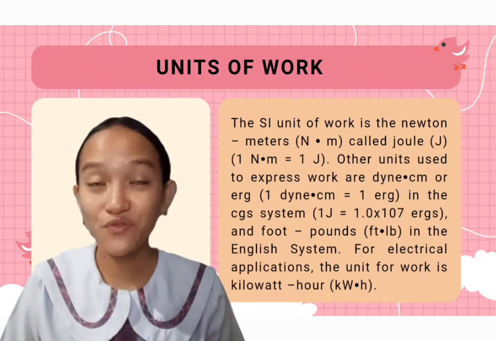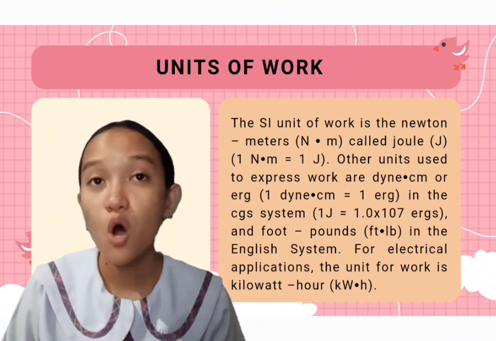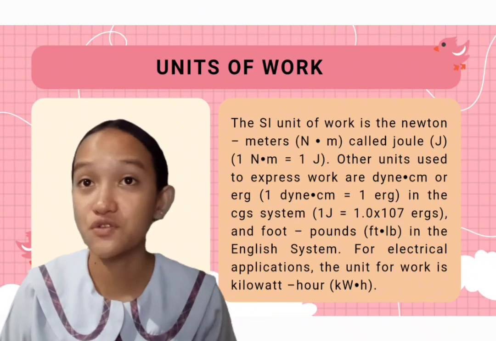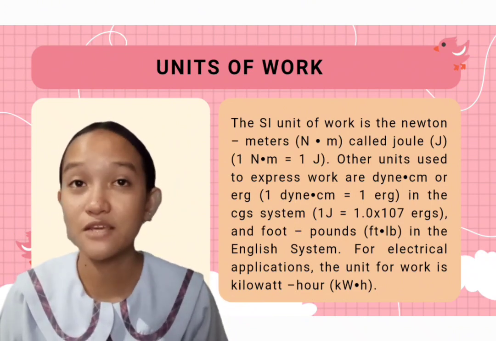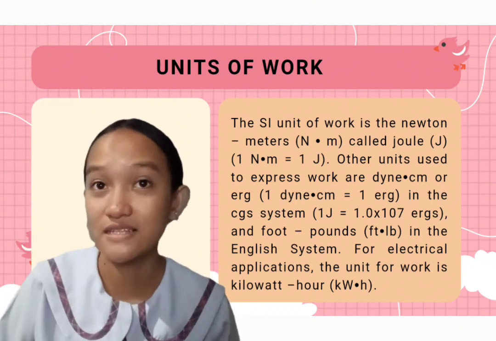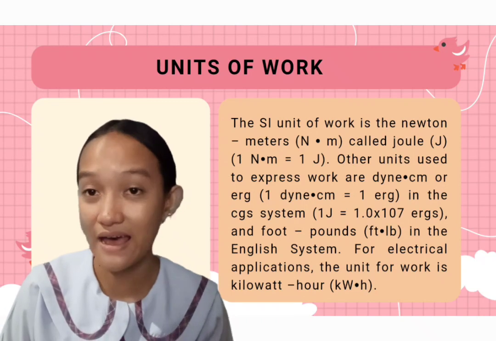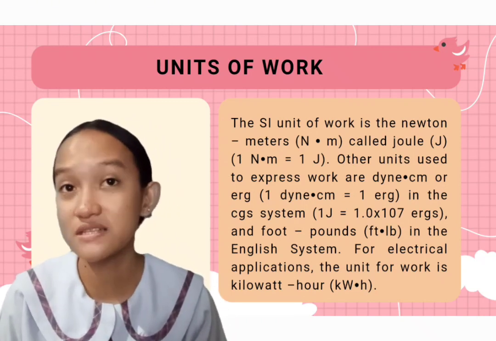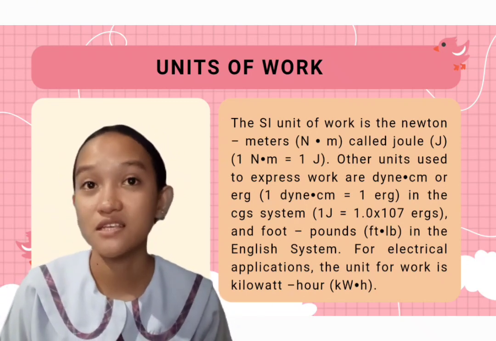So for the units of work, the SI unit of work is the newton meter, called joule. 1 newton meter is equal to 1 joule. Other units used to express work are dyne centimeter or erg. 1 dyne centimeter is equal to 1 erg. In the CGS system, 1 joule is equal to 1.0 times 10 raised to the power of 7 ergs, and foot-pounds in the English system. For electrical applications, the unit of work is kilowatt-hour.